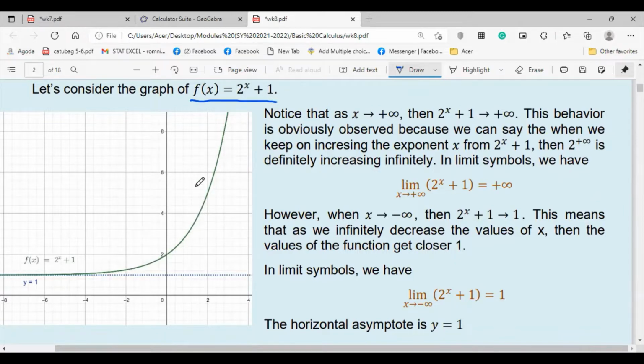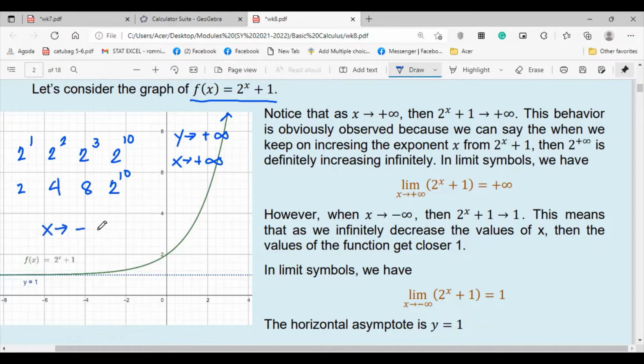Okay? Kitang-kita natin dito, class, na kapag nag-i-increase infinitely ang x dito, y also increases infinitely. Well, parang common sense din yan, di ba? 2 raised to 1 versus 2 raised to 2, 2 raised to 3. O what if 2 raised to 10 na yan? Sobrang laki na. You have 2, 4, 8, only 2 raised to 10 is a large number already. So it means to say, class, it's proven by tabulation that when you keep on increasing x, y keeps on increasing. Pero why is it that when you keep on decreasing x, then y goes closer to 1?